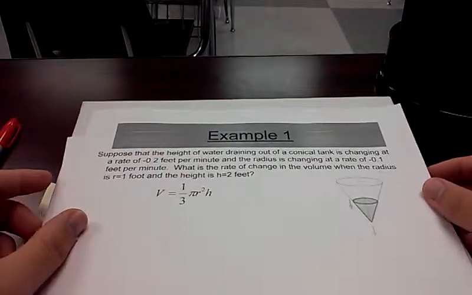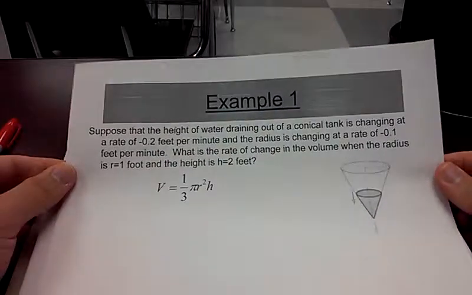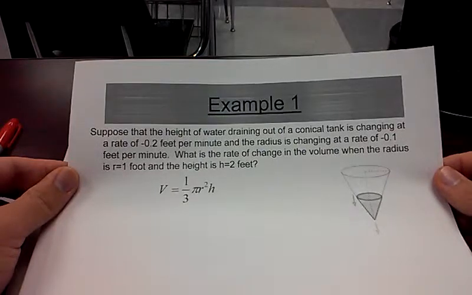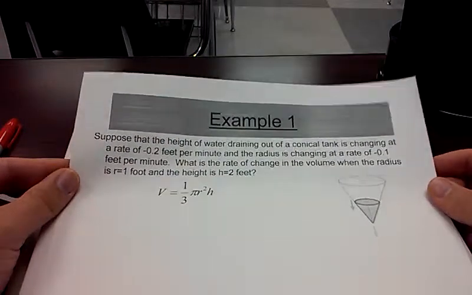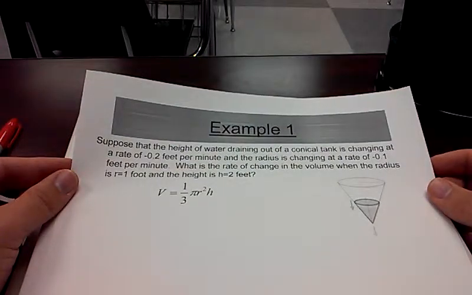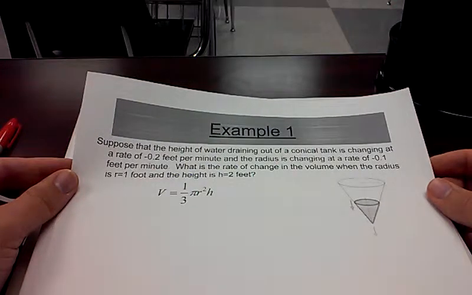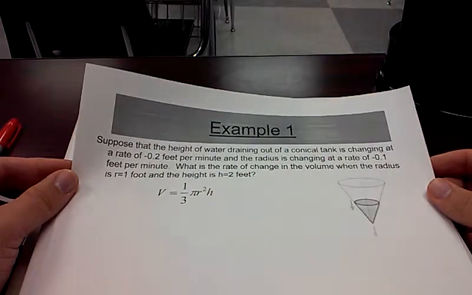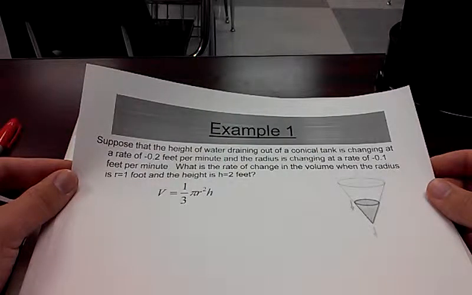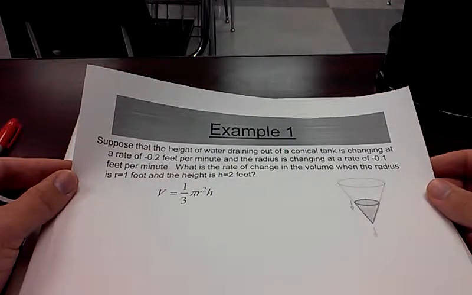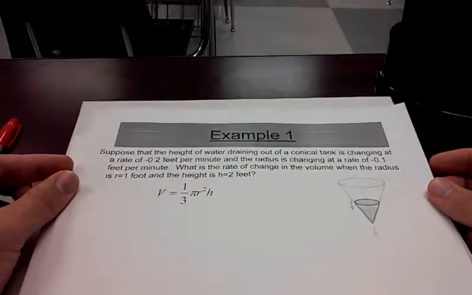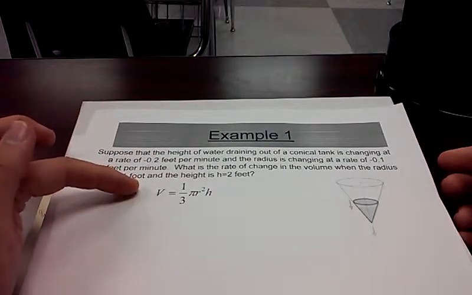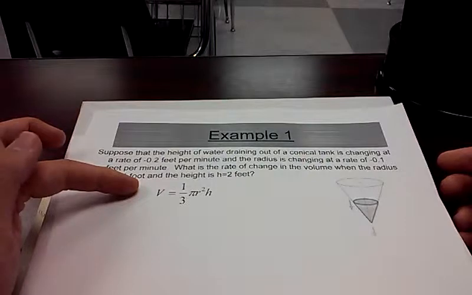All right, guys, for this problem it says, suppose that the height of water draining out of a conical tank is changing at a rate of negative 0.2 feet per minute, and the radius is changing at a rate of negative 0.1 feet per minute. What is the rate of change in the volume when the radius r is equal to 1 foot and the height h is equal to 2 feet? Notice that they already give you the volume of a cone. It's 1/3 pi r squared h.